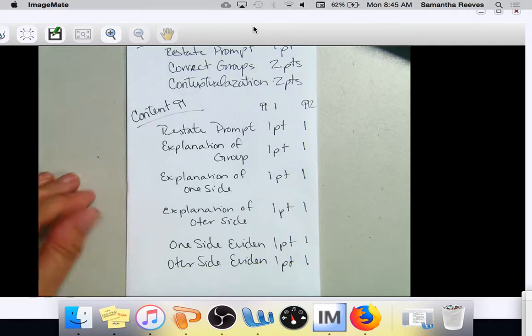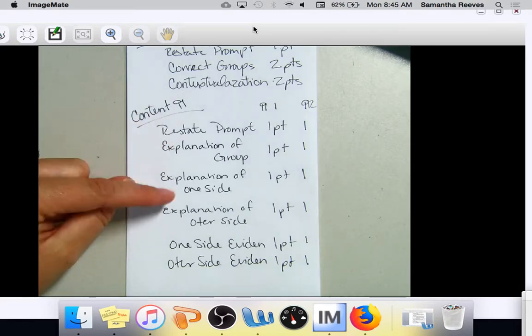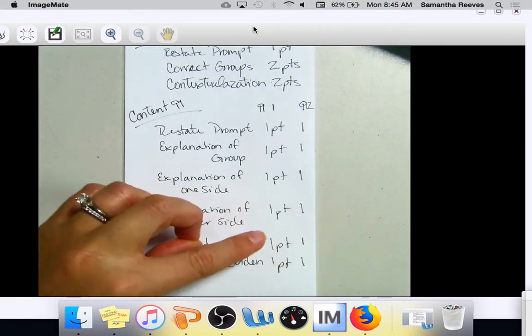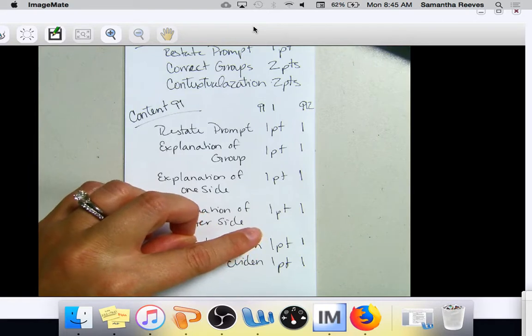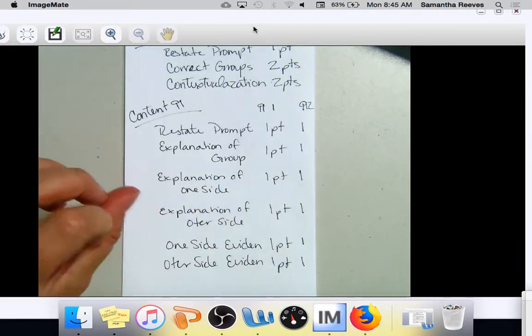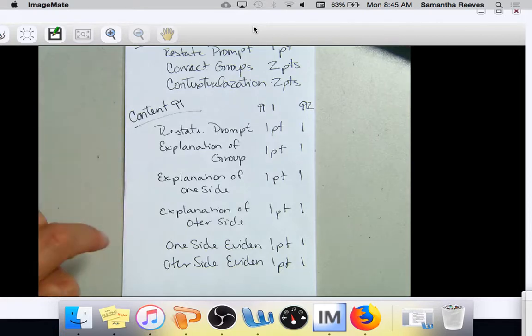So if they have a whole paragraph that is about just the Mongols, then they can't get the point for the other side. Well, they mentioned the Tang Dynasty. Yeah, but that's not government structure, or whatever your essay is about. As long as it ties and it works. As long as it relates to the... Of course, yeah. Of course.